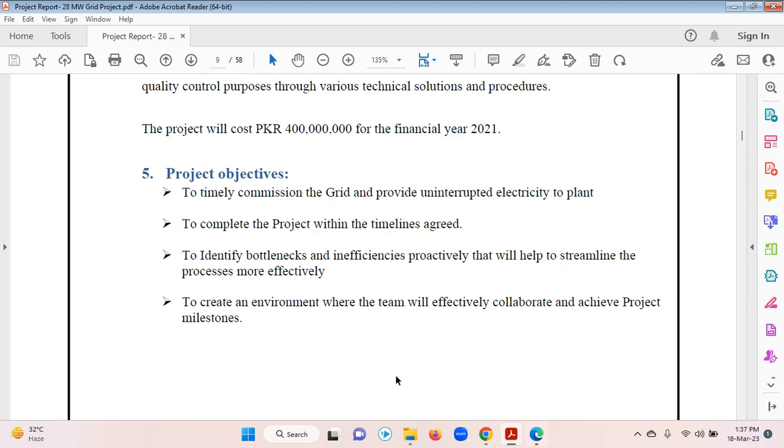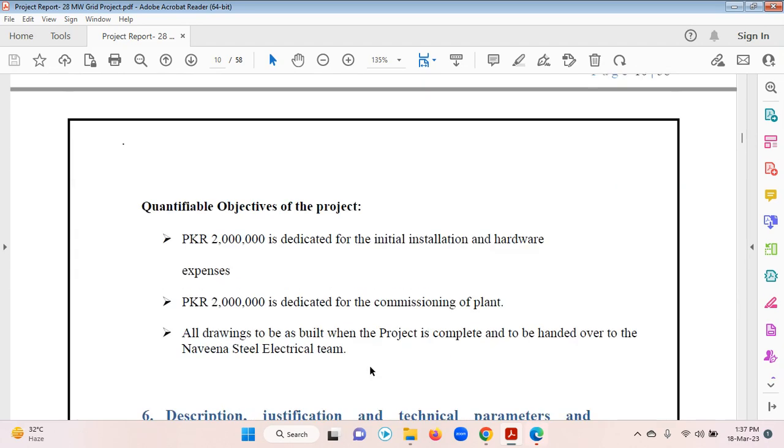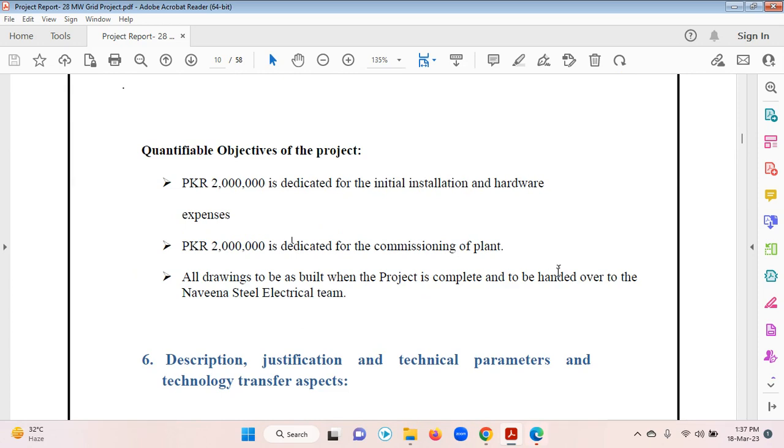Okay. Now, what were the project objectives? The project objectives were to timely complete and commission the project, and provide an uninterruptible supply of electricity to the existing plants, to complete the project within the timelines agreed. If there are any bottlenecks or inefficiencies, proactively identify them and streamline the processes more effectively, and create an environment where the team will effectively collaborate and achieve project milestones. These were the three quantifiable objectives.